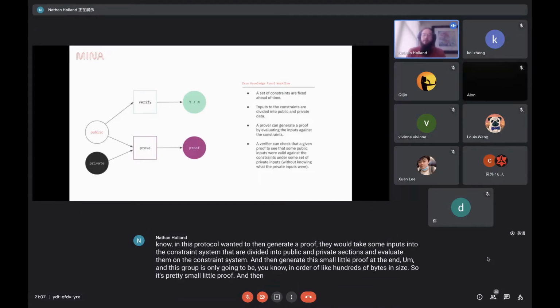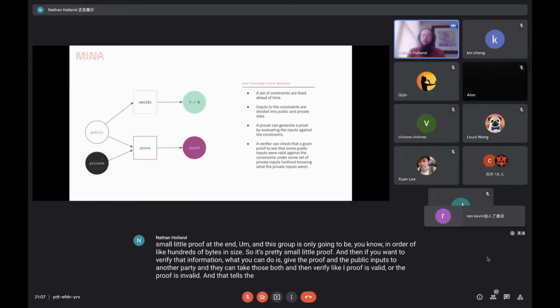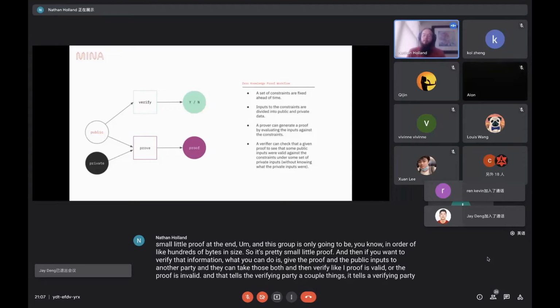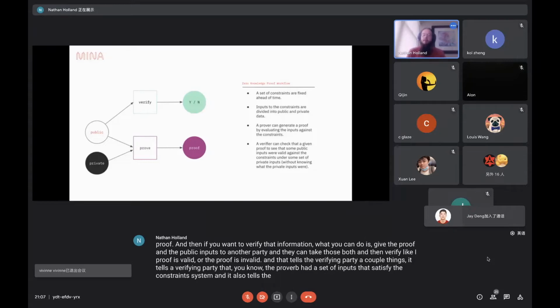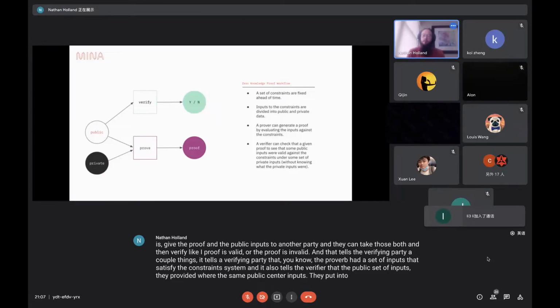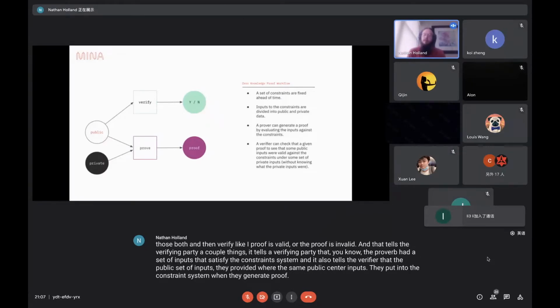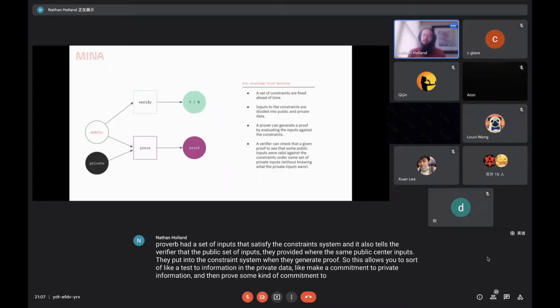And then if you want to verify that information, what you can do is give the proof and the public inputs to another party, and they can take those both and then verify either the proof is valid or the proof is invalid. And that tells the verifying party a couple things. It tells the verifying party that the prover had a set of inputs that satisfy the constraint system, and it also tells the verifier that the public set of inputs they provided were the same public set of inputs they put into the constraint system when they generated the proof. So this allows you to attest to information in the private data, like make a commitment to private information, and then prove some kind of commitment to that private information to another party.